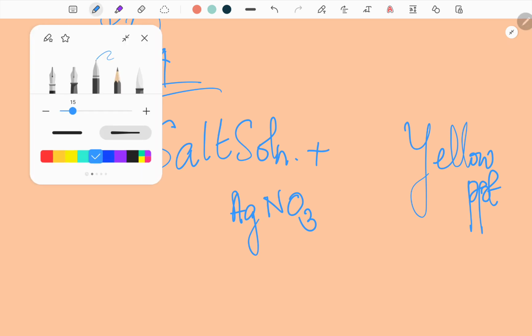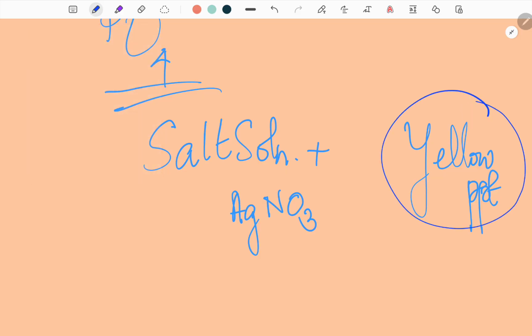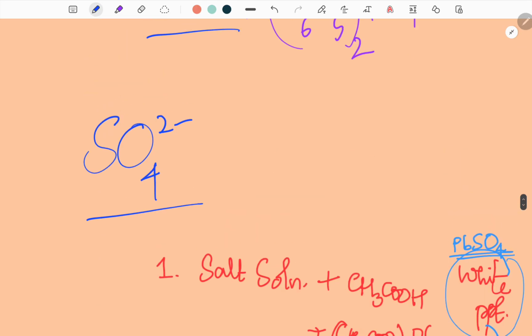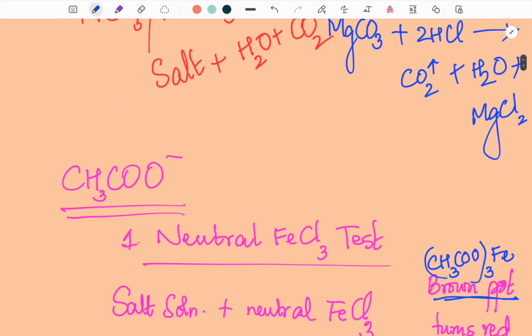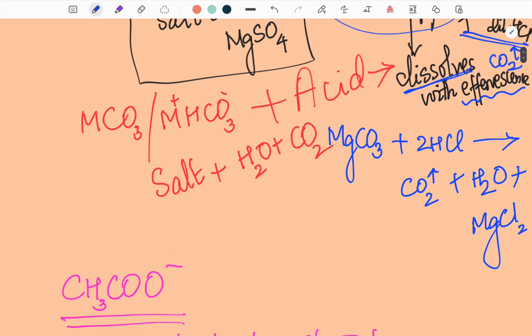And what is the yellow precipitate formed? For the chemistry behind the reaction, you need to know that. So the yellow precipitate is nothing but silver phosphate, Ag3PO4. So that is all about the confirmatory tests of the anions, and I think you have understood all the tests.